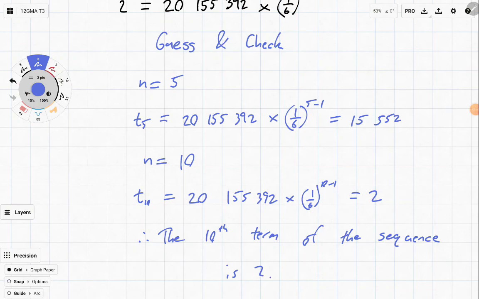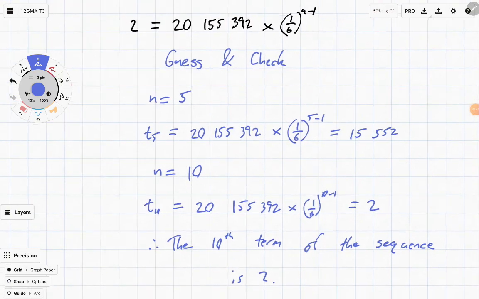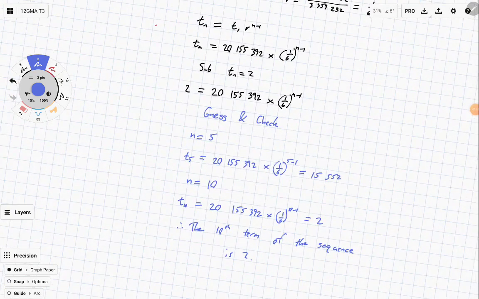So, there's just a little bit of practice in terms of using this guess and check method to figure out the term number of given terms.